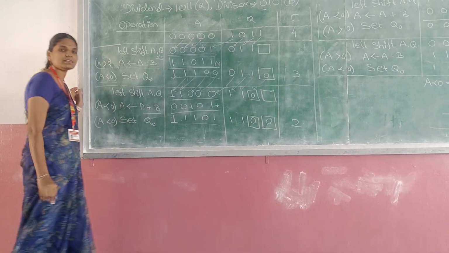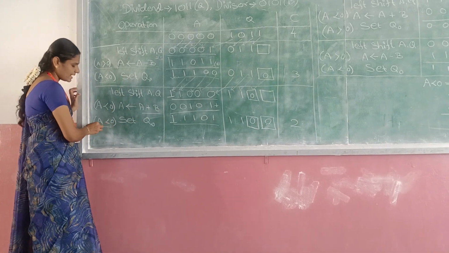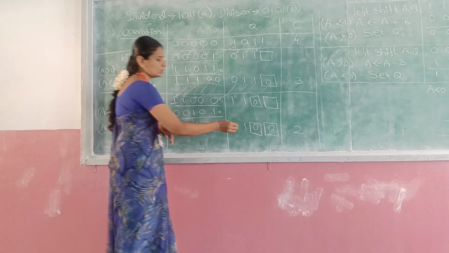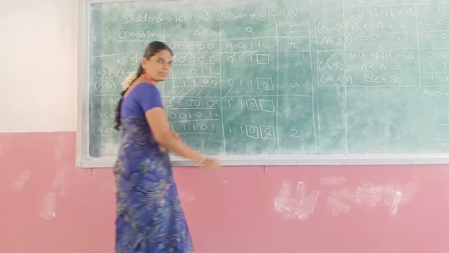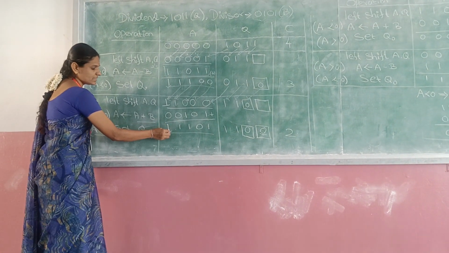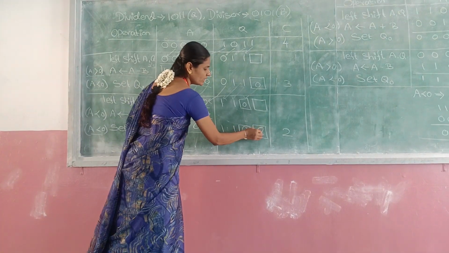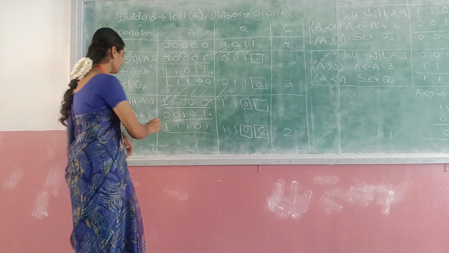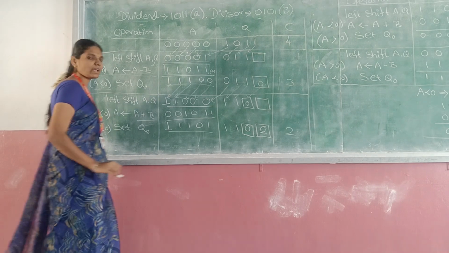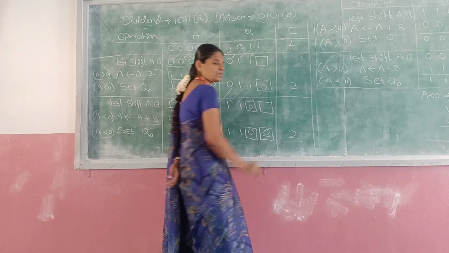It indicates that it is a negative number. So if it is a negative number, that is A less than 0, we have to set our Q0 value as 0. If it is positive, we have to set it as 1. Since A is a negative number, we have given the Q0 value as 0. Once the cycle is over, we perform the count minus 1 operation, that is 3 minus 1, that is 2.